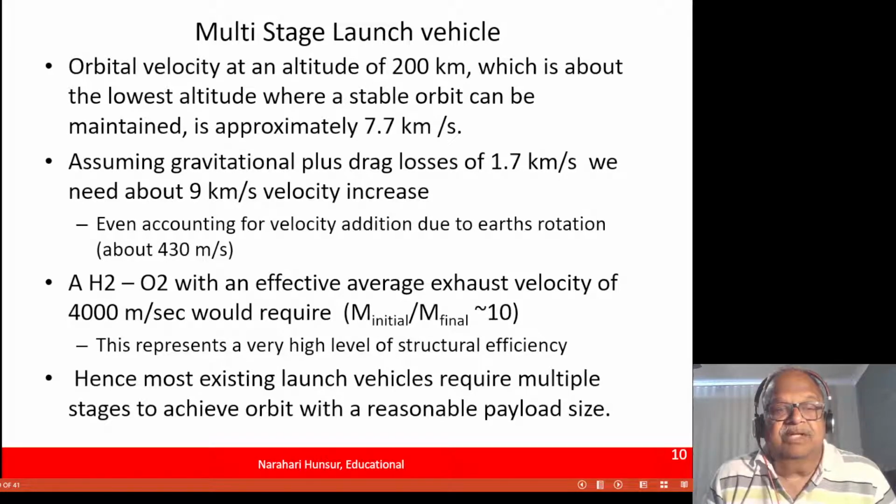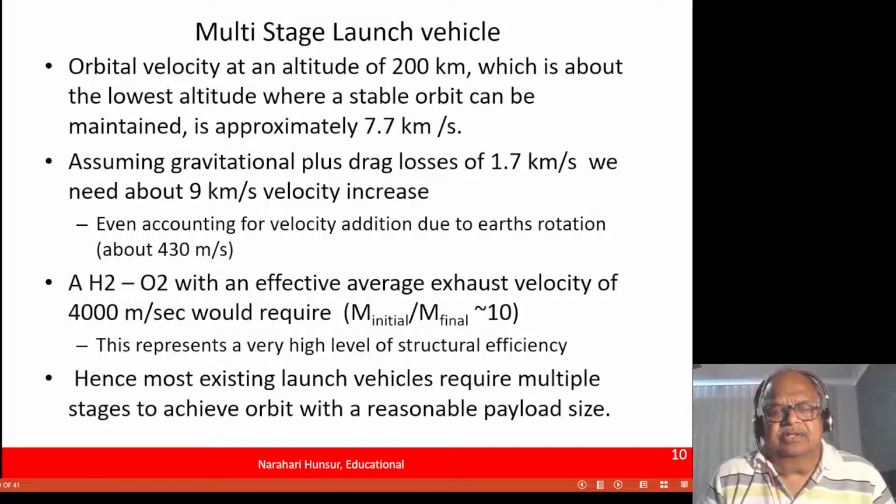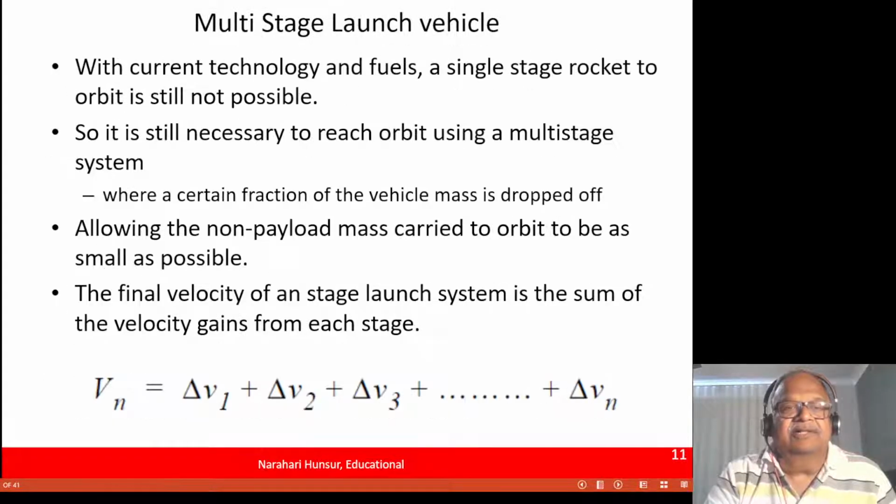if you are launching in the same direction as Earth is rotating, the highest energy content propellant combination as of now, chemical propellant, liquid hydrogen and liquid oxygen, gives you a velocity of about 4,000 meters per second. And this would require a mass ratio, initial to final, of about 10. This represents a very high structural efficiency, which means that if you want to put something in orbit at 200 kilometers with a single stage rocket, it's not reasonable, and with the current technology, you cannot do it.